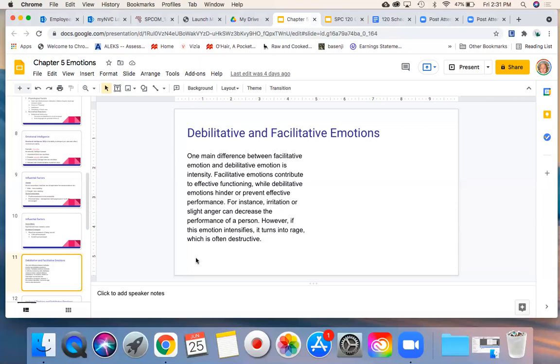Okay, so we all get irritated. We all can be slightly angry. Okay, but going back to the key word intensity, the more intense it gets, the more debilitative it is, which means basically no matter what, if you're having intense emotions, you're not likely to be effective. Debilitating means almost like they're handicapped, it's handicapping you. Intense emotions handicap you, whereas managing your emotions helps you facilitate. Okay, you're facilitating your emotions.